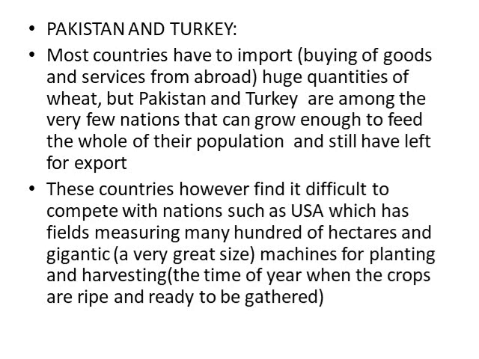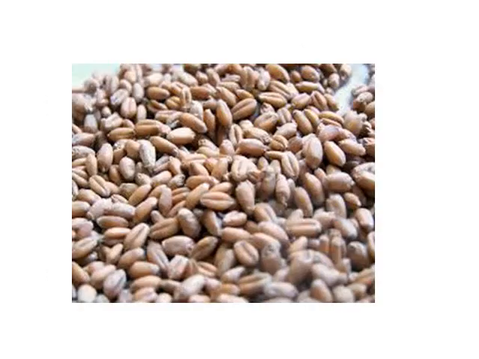These countries, however, find it difficult to compete with nations such as the USA, which has fields measuring many hundreds of hectares and gigantic machines for planting and harvesting. Gigantic means of very great size. Harvesting means the time of year when the crops are ripe and ready to be gathered. Look at this picture. These are the seeds of wheat.